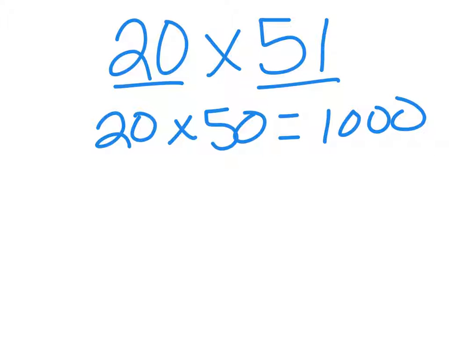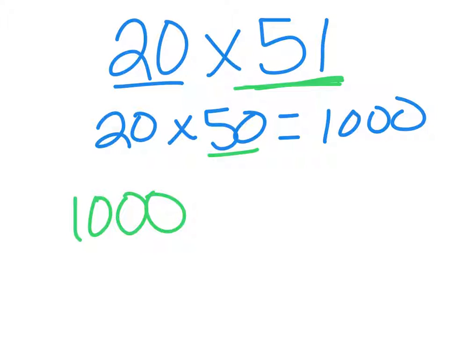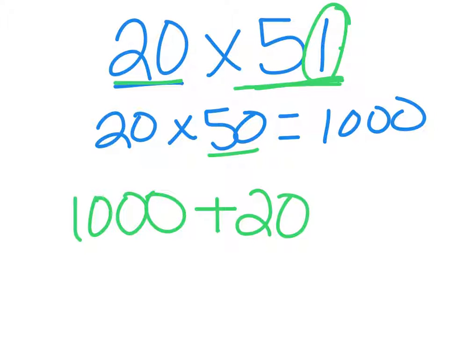But then we go back to our original problem and we can see that it wasn't 50, it was 51. So we take that 1,000 and we have to add one more group of 20. So 1,000 plus 20 is 1,020.